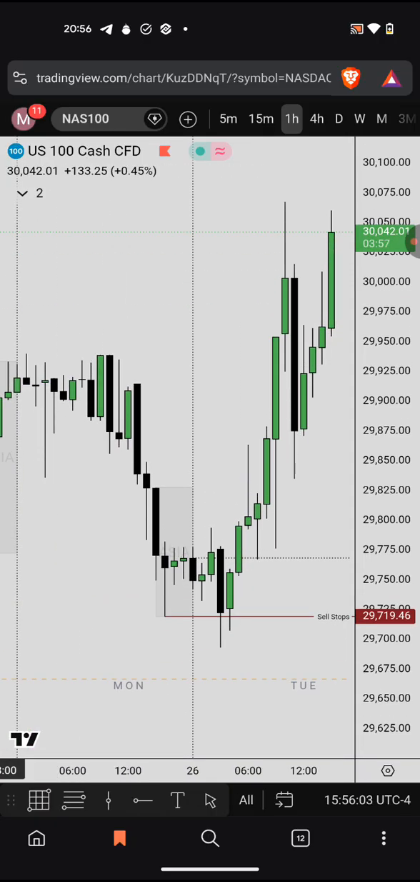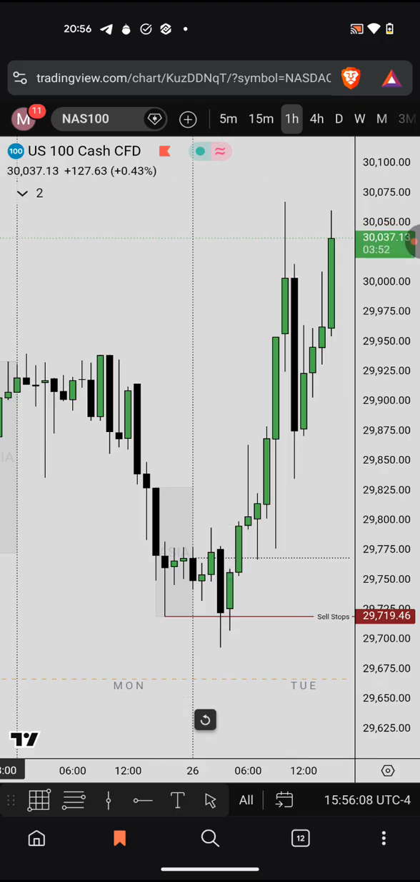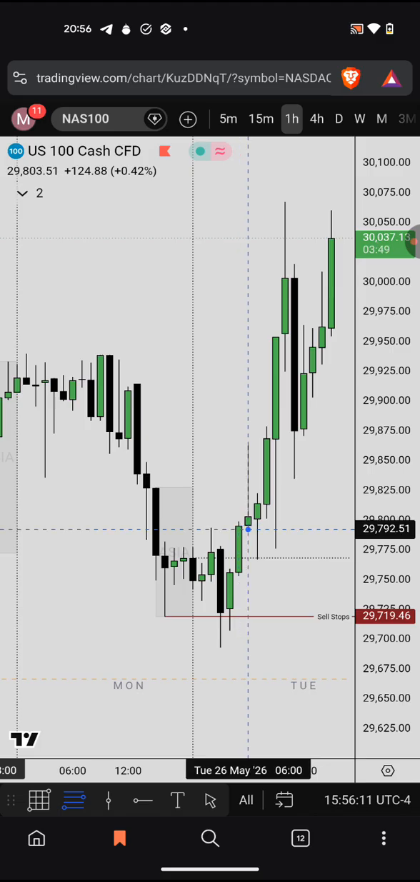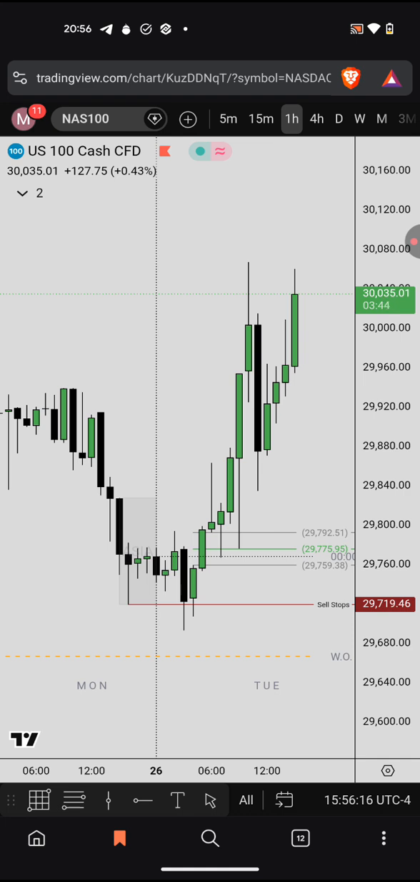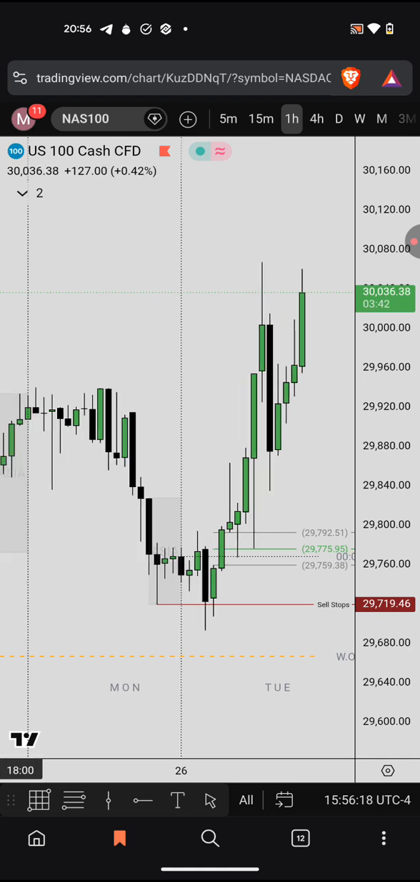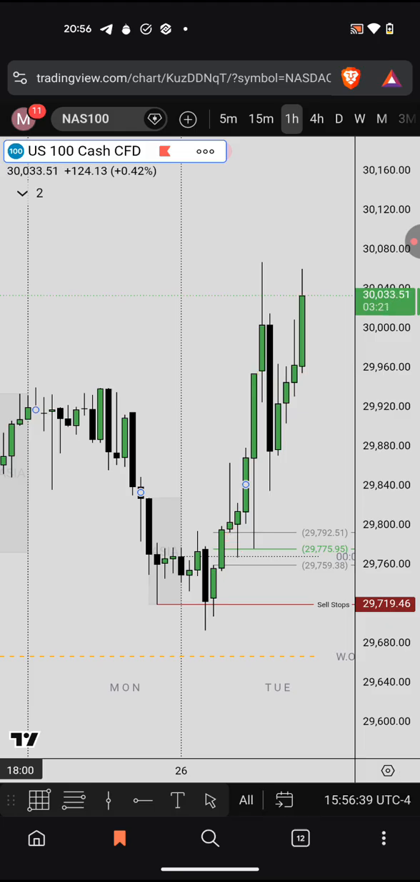So once I saw this stop run, I immediately marked this fair value gap. This is my low risk buy entry, and indeed I entered around here, around this candle right here, and then I got out around this candle right here. That's when I got out because I've already hit my daily target. Tomorrow is another good day for trading.